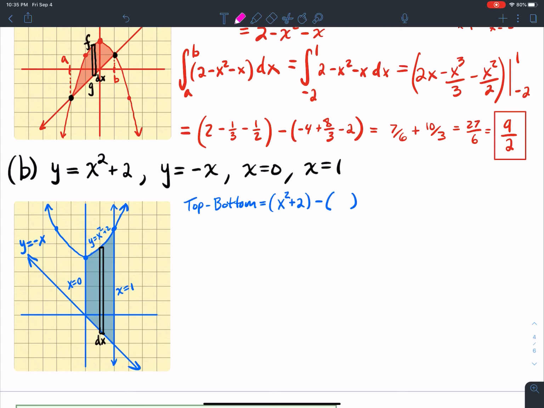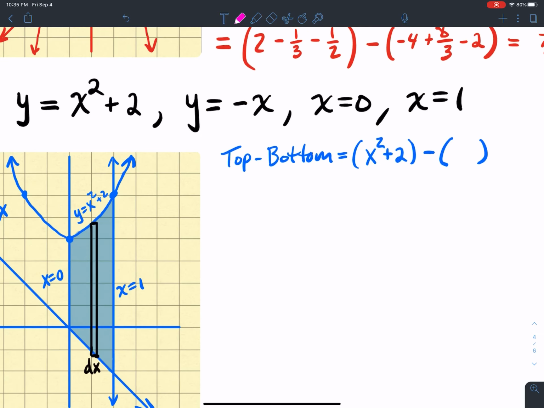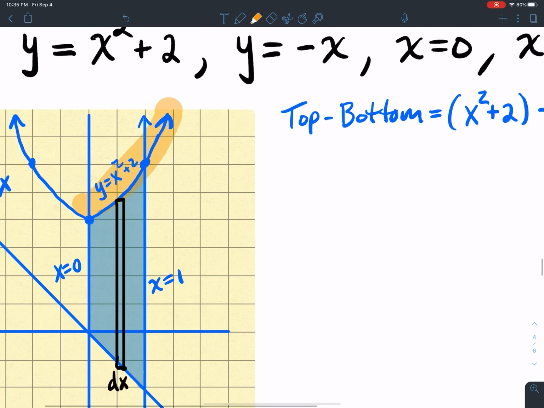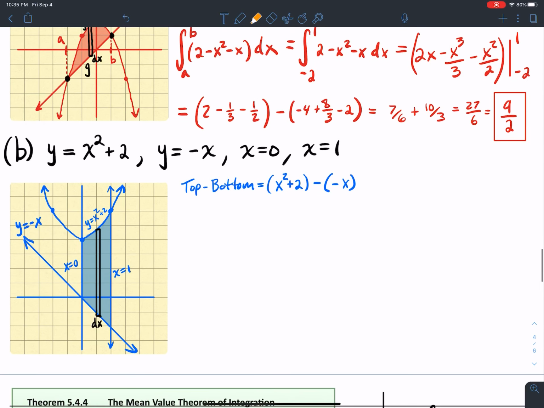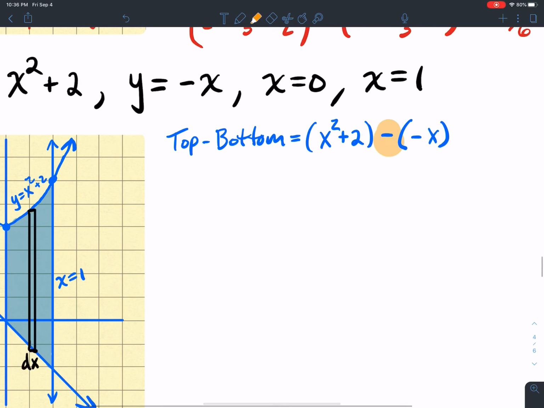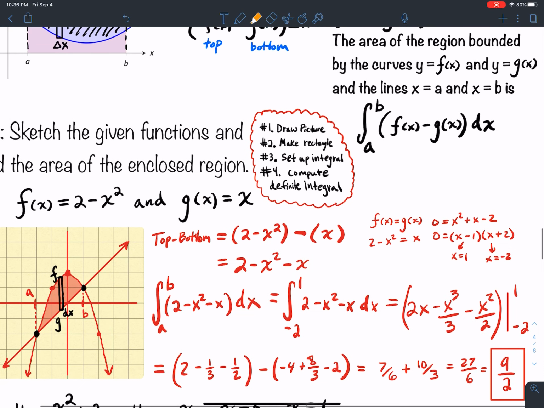And so top minus bottom. All right. So the top function here is y equals x squared plus 2. The bottom function here is that negative x. So I have top minus bottom here, but the negative and a negative end up making a positive here. So that's my inside top minus bottom going on here.